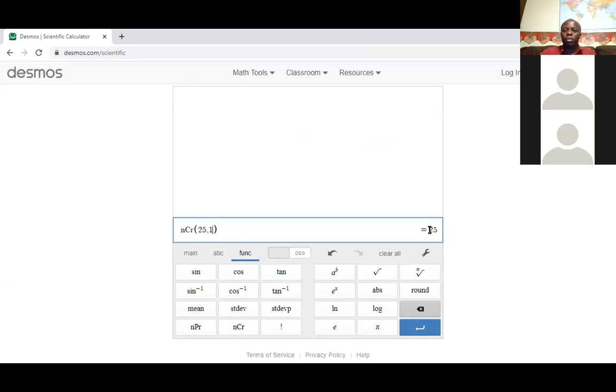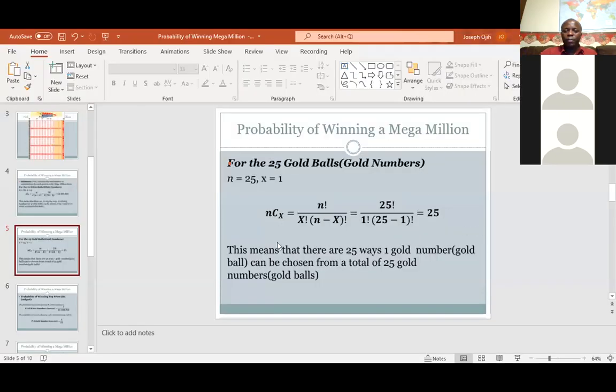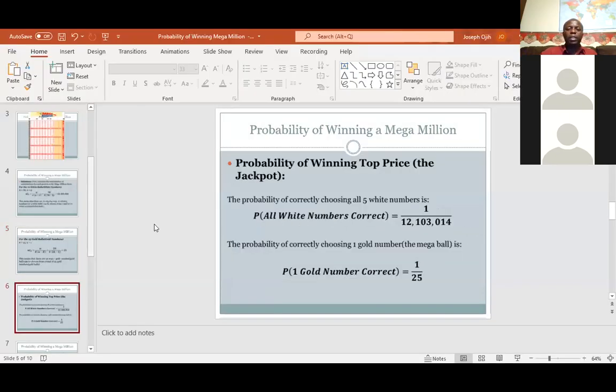Now we can calculate. We got one for the 70 white balls and one for the Powerball, which is 25. Now we can calculate the probability. The probability of winning the jackpot will be the probability of getting all 5 white balls correct and the Powerball correct. For the 5 white balls it is 1 out of 12,103,014, and for the Powerball it is 1 out of 25. So the probability of winning the jackpot will be this one here times this.